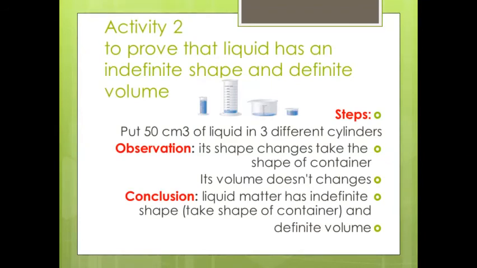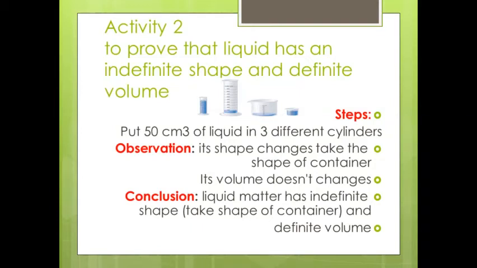We have an activity to prove that liquid has an indefinite shape and definite volume. As usual, any activity has steps, observation, and conclusion. What about our steps? Put 50 cubic centimeters of liquid in 3 different cylinders, as in this picture. We have different cylinders, different in shape and size. We put 50 cubic centimeters of liquid in them. What about our observation? Its shape changes. Why? Because it takes the shape of the container.